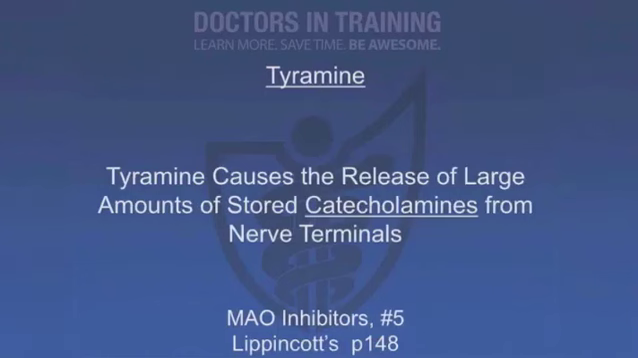Tyramine causes the release of large amounts of stored catecholamines from nerve terminals, and they result in occipital headache, stiff neck, tachycardia, nausea, hypertension, cardiac arrhythmias, seizures, and possibly stroke. Patients must therefore be educated to avoid tyramine-containing foods. Phentolamine or prazosin are helpful in the management of tyramine-induced hypertension.